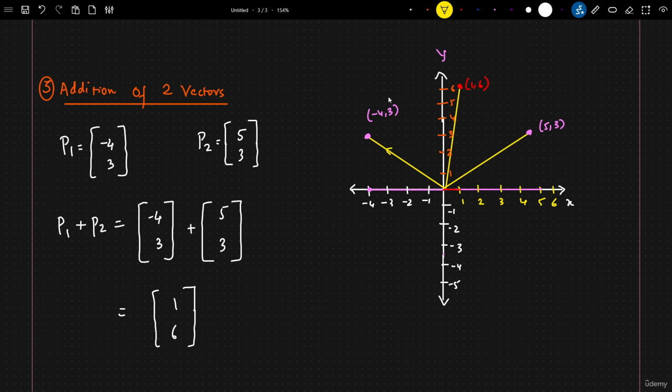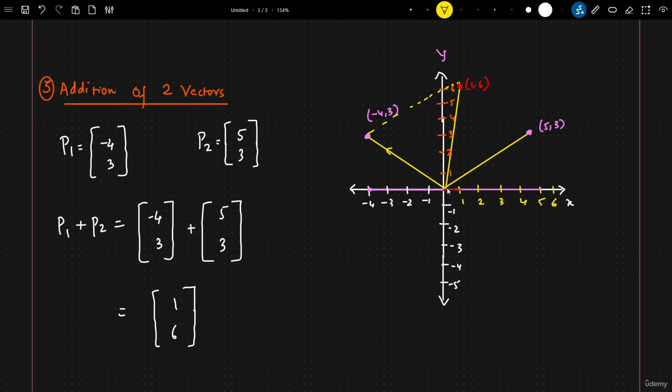Initially, when we had this coordinate minus 4 comma 3, we are just going to add another coordinate, that is 5 comma 3. I'm saying it can be a coordinate, it can be a vector over here. Now when we add this particular vector, this is the new position that I'm getting: 1 comma 6. Now just imagine if I take this line and move it parallelly from here, you'll be able to see that we are reaching this point, right?